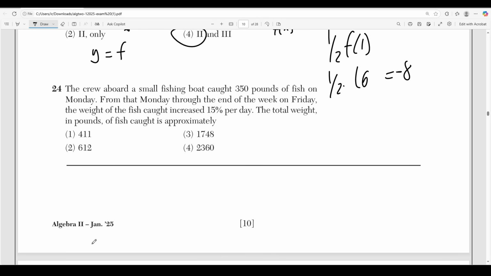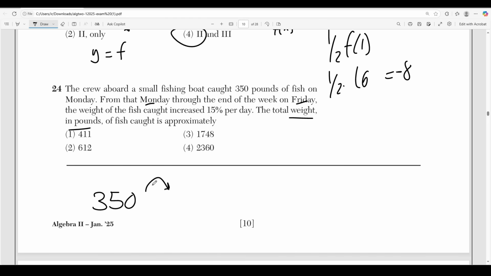Number 14 says the crew aboard a small fishing boat caught 350 pounds of fish on Monday. From that Monday to the end of the week on Friday, the weight of the fish increased by 15% per day, and they want us to find the total weight in pounds of the fish caught that week. Okay, so from Monday to the end of the week on Friday, that's going to be 5 days, right? So on Monday they caught 350 pounds of fish.